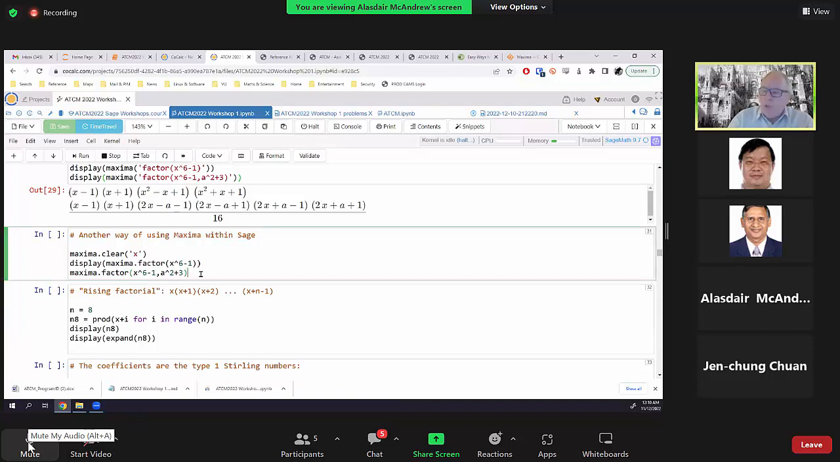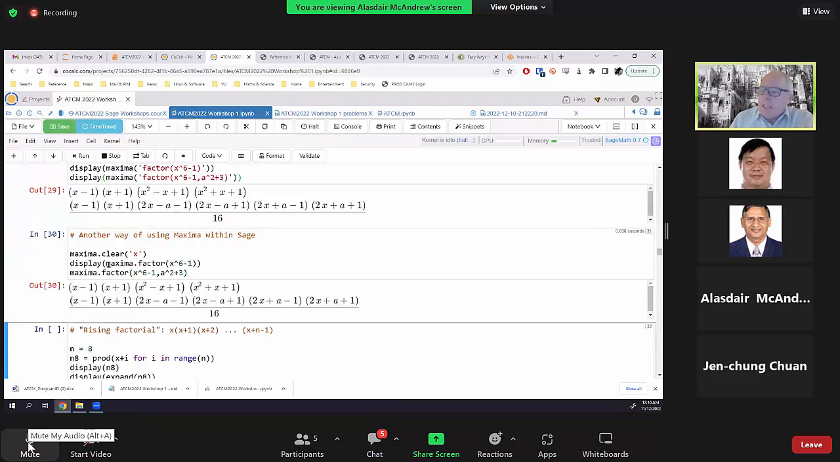And you can also do it directly by just using maxima dot factor. So two ways of doing the same thing.